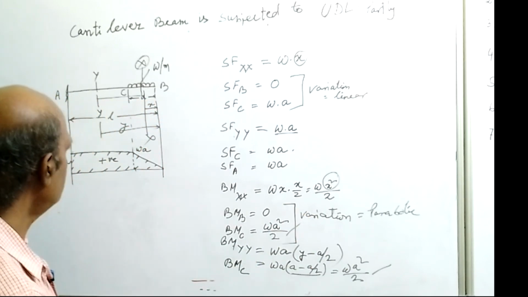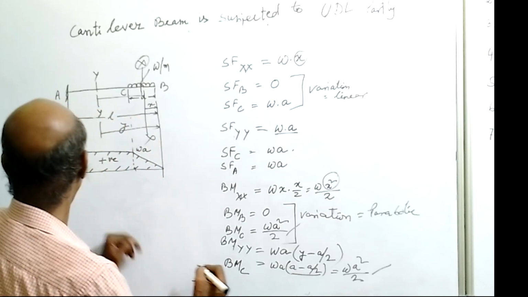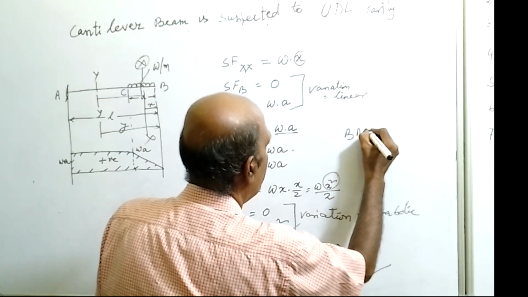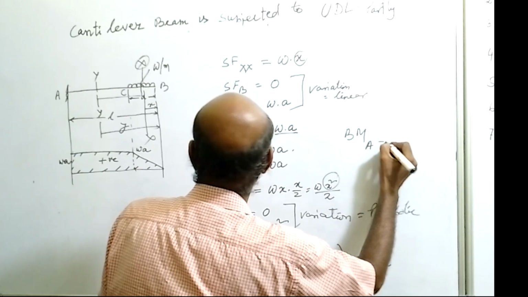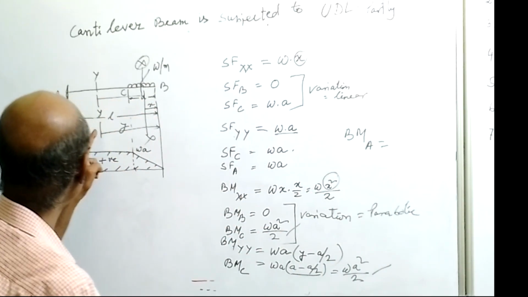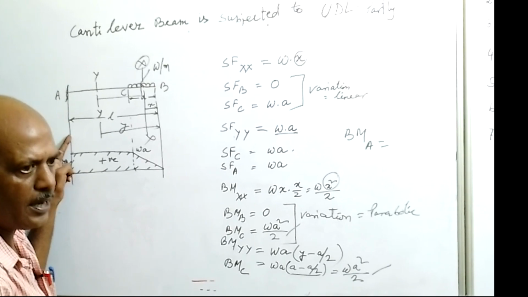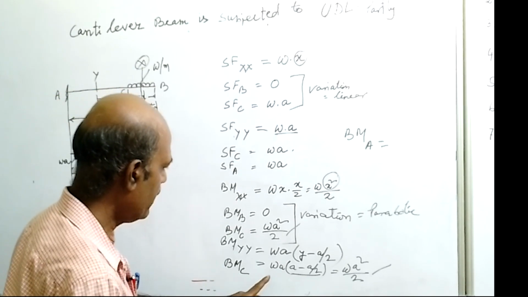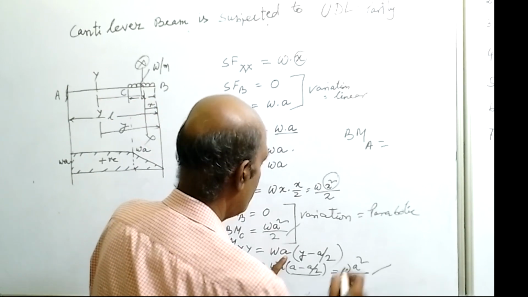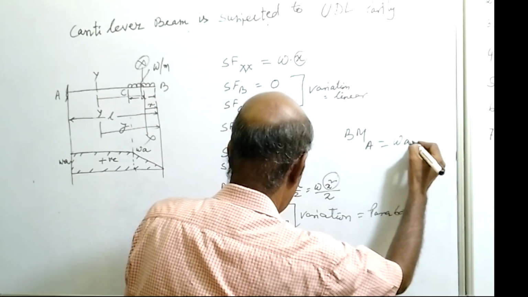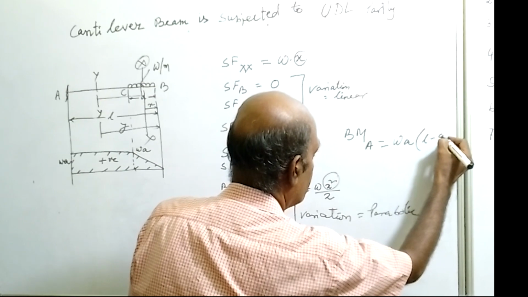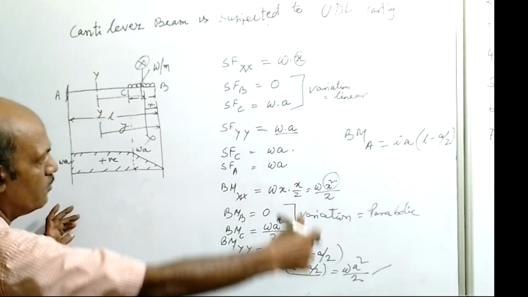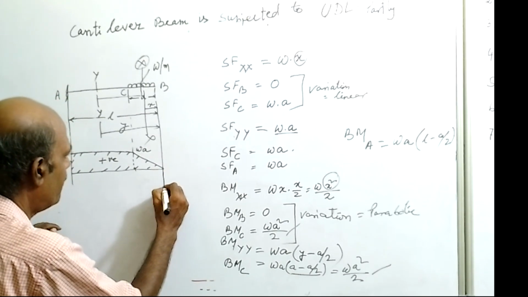Okay. Now slide the section to point A. The bending moment at point A: when we slide the section to point A, the y value will be L. So instead of y, we will write L. That means W a into L minus a by 2. So this will be this value. Now with this information, we will draw the bending moment diagram.